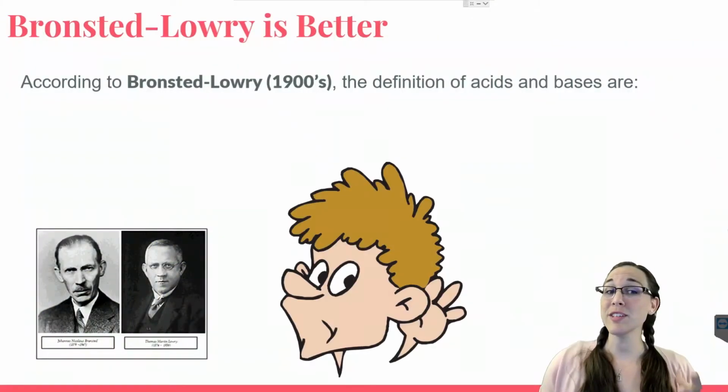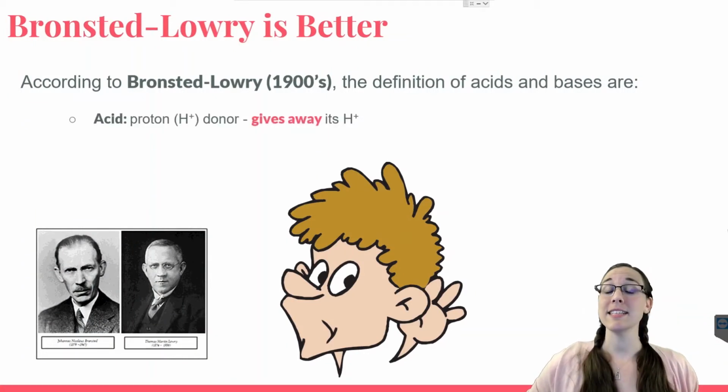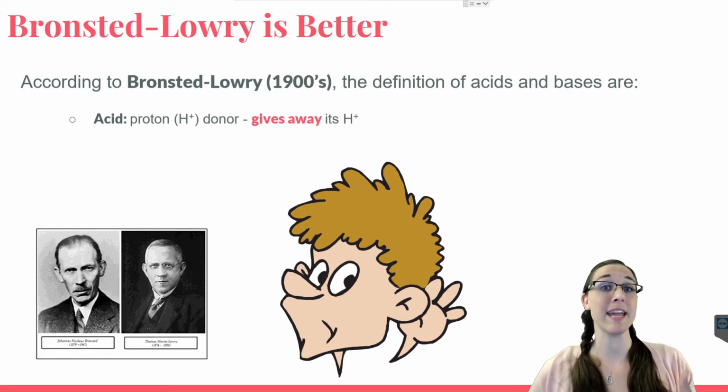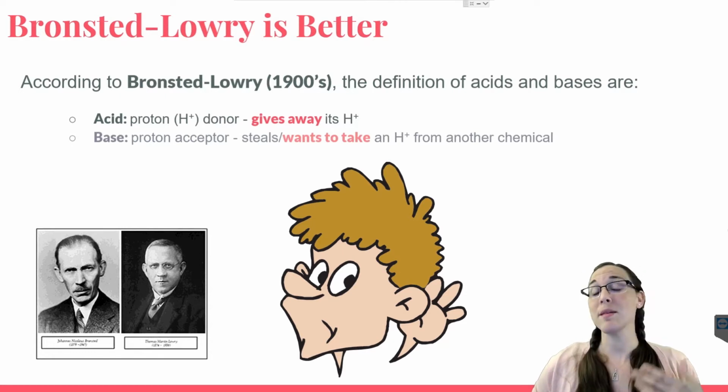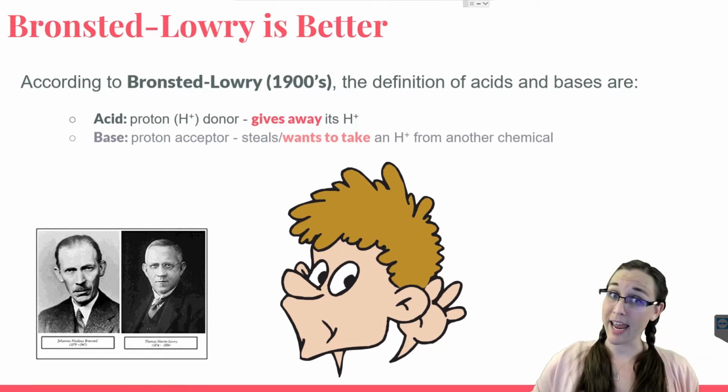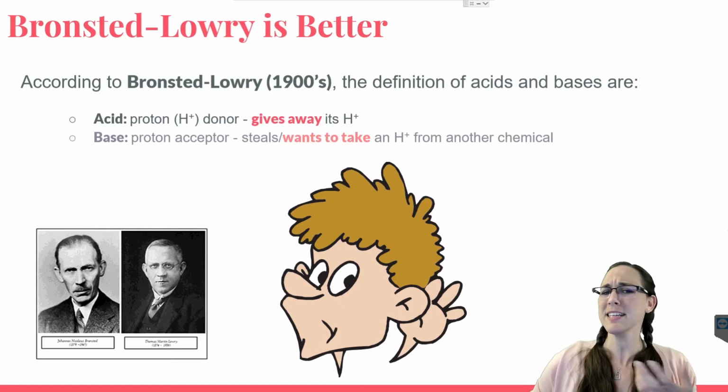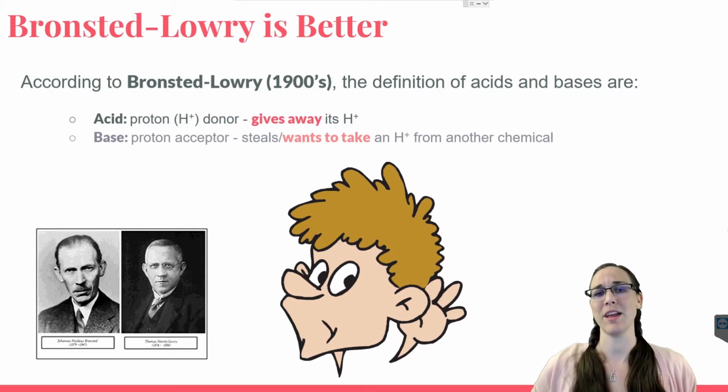So then the official definition that you need to know from Bronsted-Lowry is that an acid is a proton, i.e. an H atom donor. It gives away its H, whatever H it has to give, it'll give. And according to Bronsted-Lowry, the base is the one that accepts that H from another chemical, i.e. it steals it or wants to take the H from the other chemical.